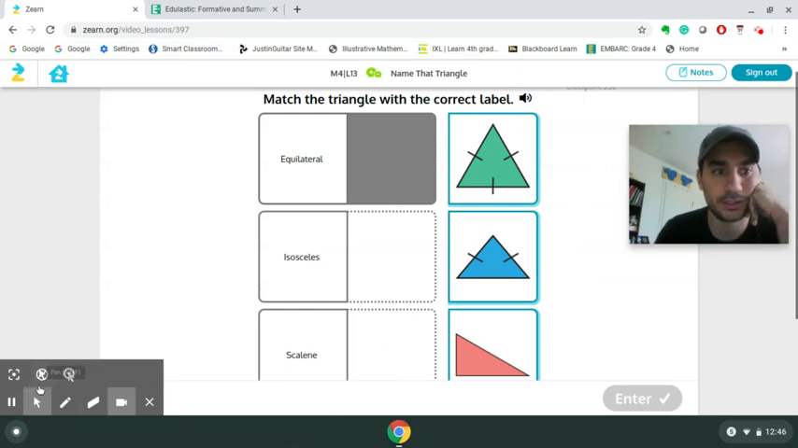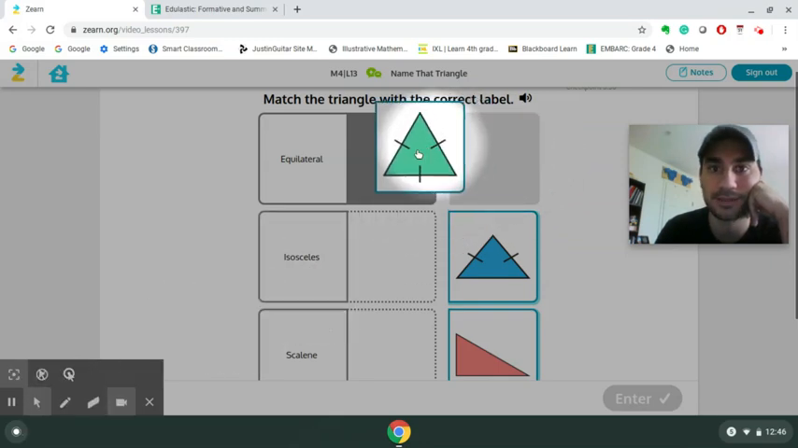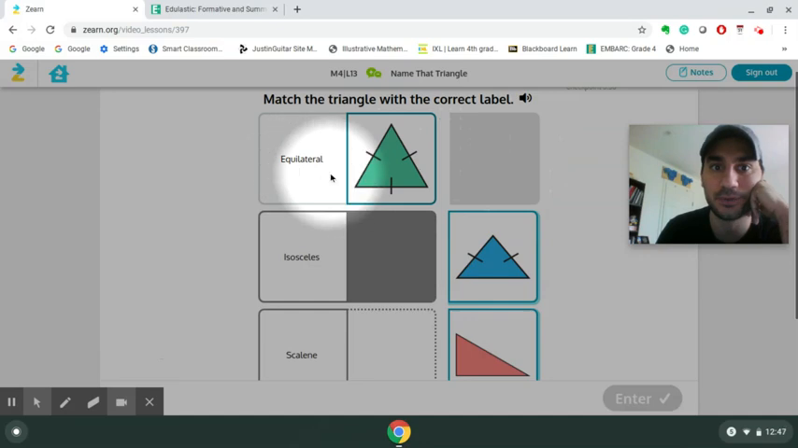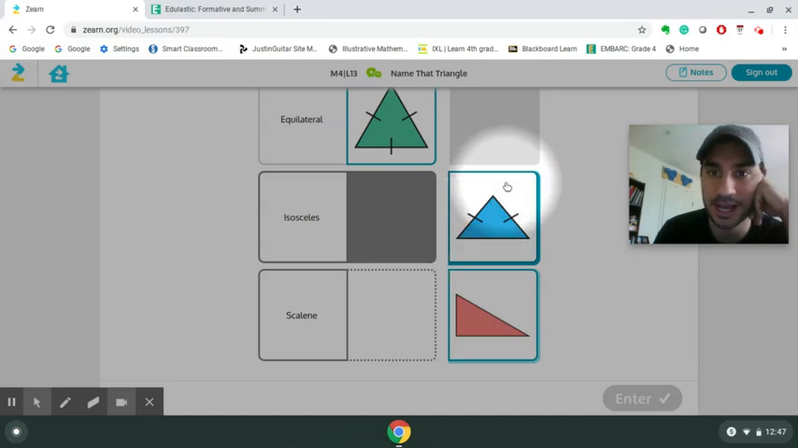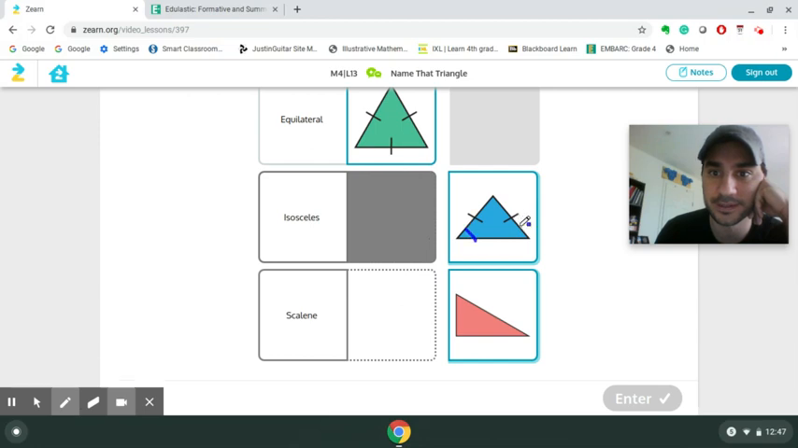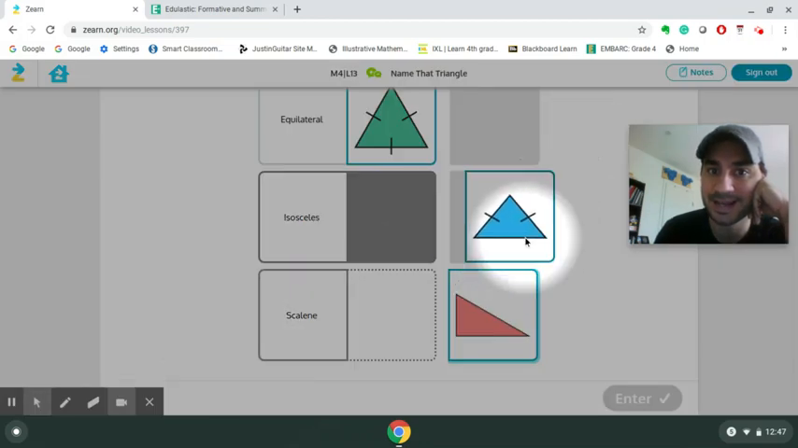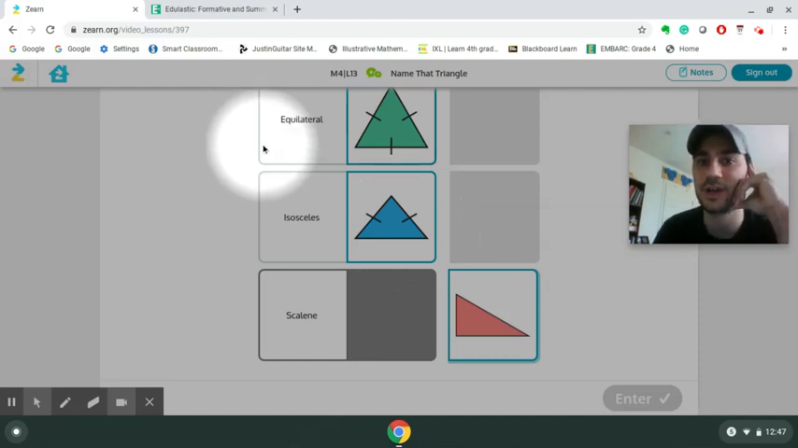Okay, our first triangle here, it looks like it has 3 equal sides. I can tell because it has 3 tick marks. Let's go ahead and drag that to equilateral. That's an equilateral triangle. Our second triangle has 2 tick marks, and I can sort of tell that this side and this side are the same length. That also means that these are the same angle measurements, all right? That's for a different day, though. So this is an isosceles triangle. Again, say it with me, isosceles triangle.